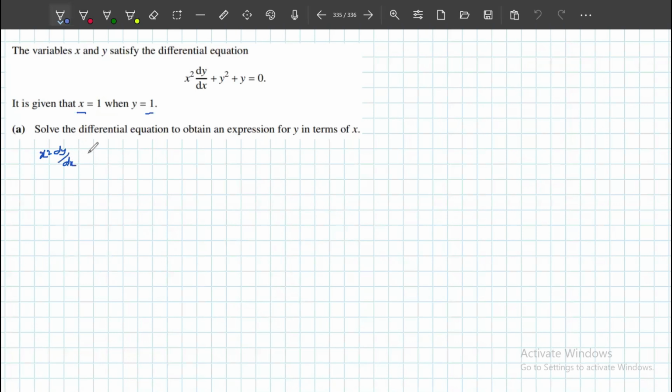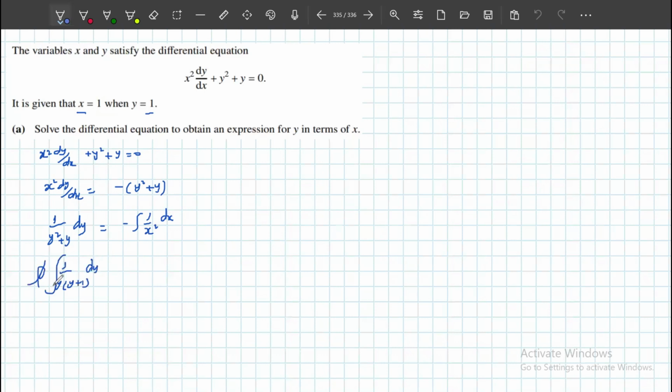So we'll start with x squared dy over dx plus y squared plus y is equal to 0. We'll take y squared plus y to the other side, then it becomes x squared dy over dx is equal to minus (y squared plus y). Then with y we can write 1 over y squared plus y dy is equal to minus 1 over x squared dx, or we can say y bracket open y plus 1 dy.